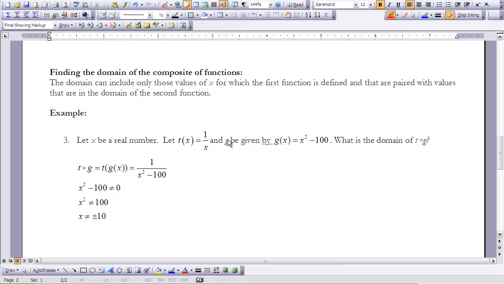So what I'm going to do is set this up. The composite of t following g is the same as t of g of x. So that means I'm going to take my g of x and plug it in place of x in my t of x function. So that looks like 1 over x squared minus 100. And I know that I cannot have that equaling 0. So I'm going to solve for x. I'm going to move my 100 over to the other side, so x squared cannot equal 100. So that means x cannot equal plus or minus 10.